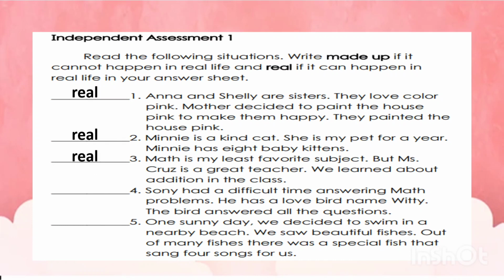Correct. Real. Number 4. Sunny had a difficult time answering math problems. He has a lovebird named Witty. The bird answered all the questions.